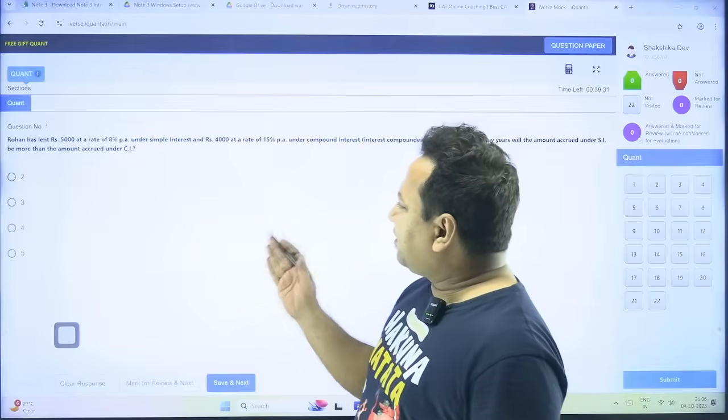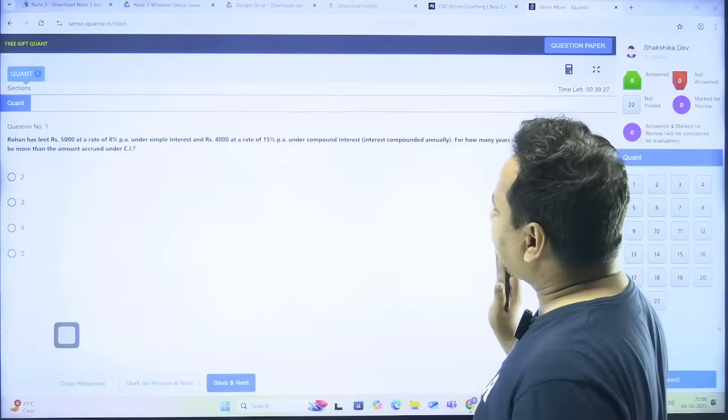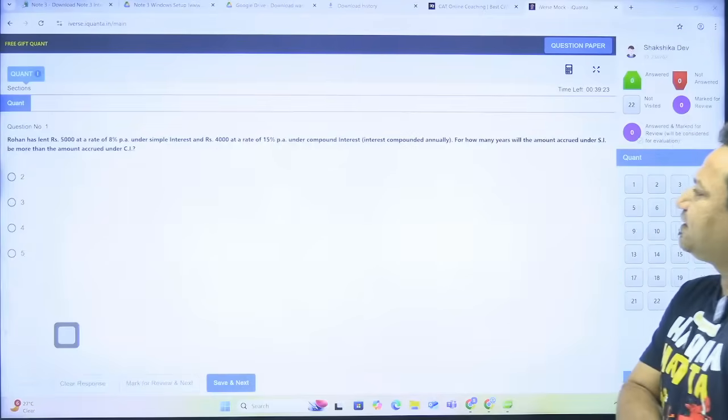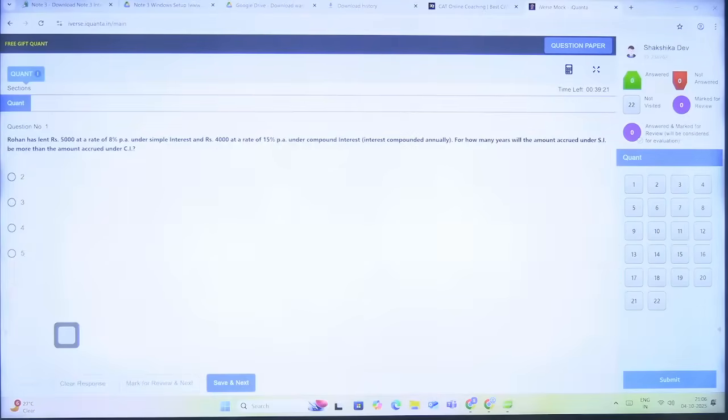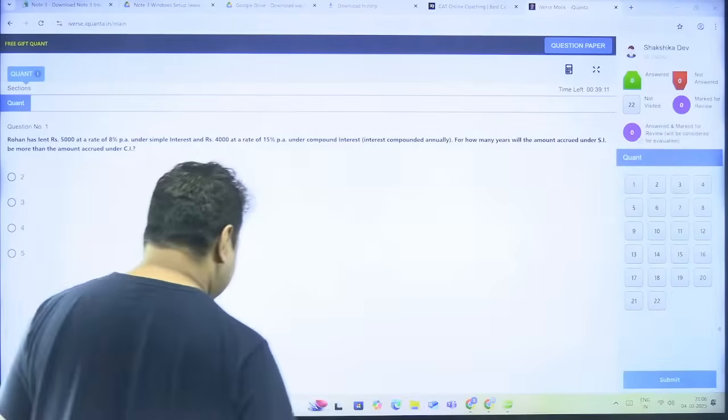It says Rohan has lent rupees 5,000 at a rate of 8% per annum simple interest, that's great, and 4,000 at a rate of 15% per annum compound interest, compounded annually. For how many years will the amount accrued under SI be more than that accrued under CI? That's what we have. So I can use simple things over here.